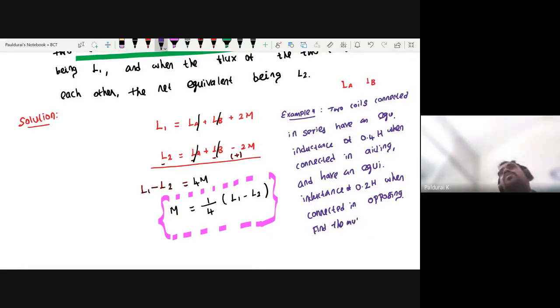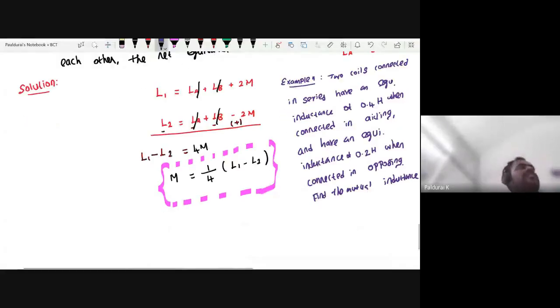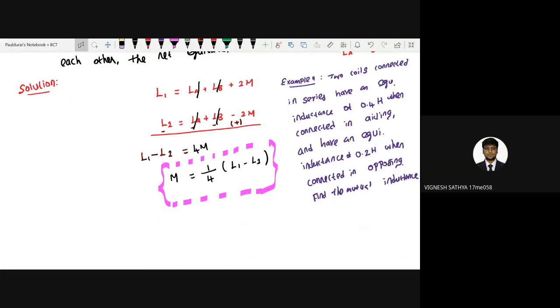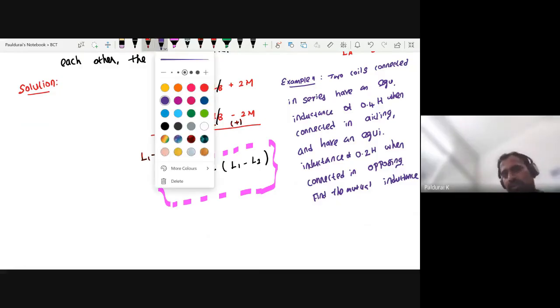Find the mutual inductance. Can you find M? Anyone, what is the answer for M? 0.05 Henry. Thank you.